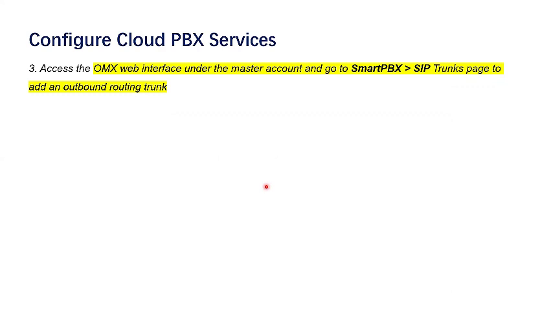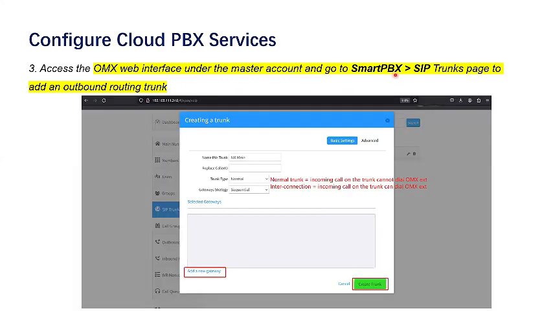And next is, again, you can go to the OMX web interface under the master account. Then go to the Smart PBX SIP trunk page. So you can add the outbound routing trunk here. You can add the new gateway. So this is what I mentioned before, right? By default, the trunk type is normal. And if you select normal trunk, the incoming call on the trunk cannot dial the OM extension. So if you want to dial the OM extension, make sure that this is set to interconnection. So after you add the new gateway, then create a trunk.